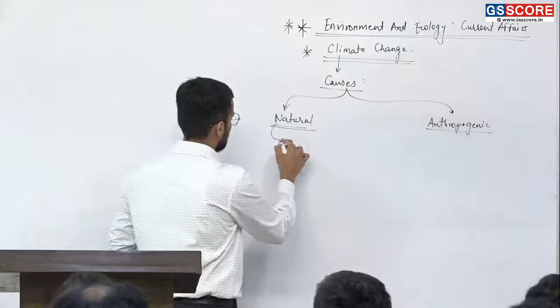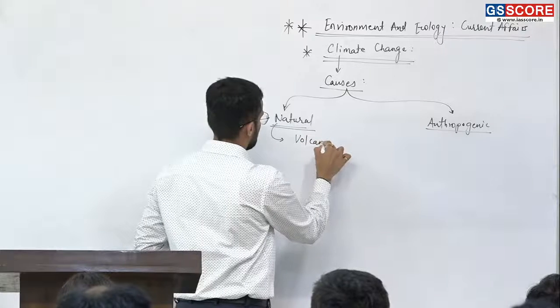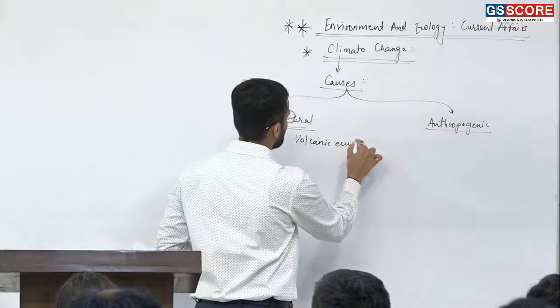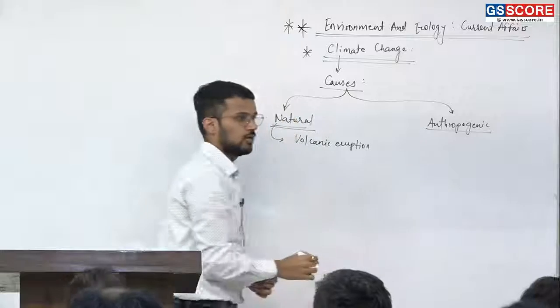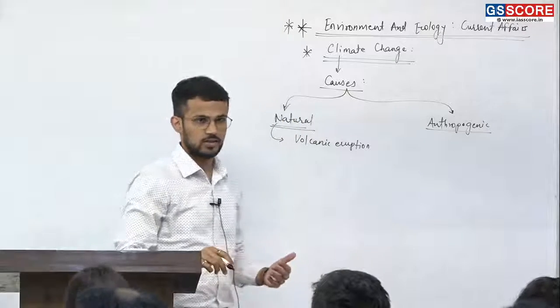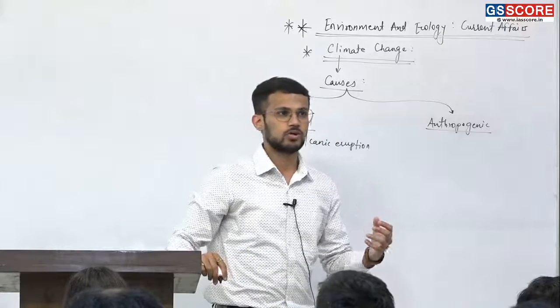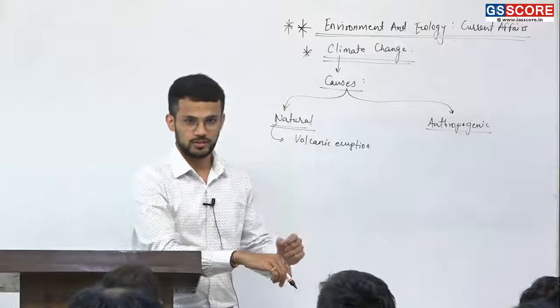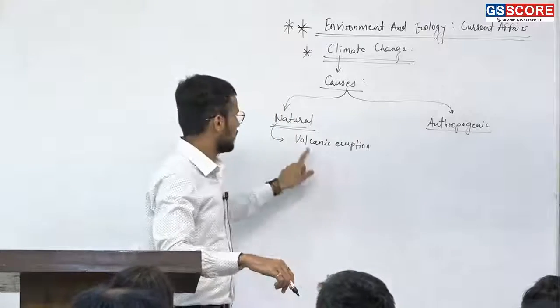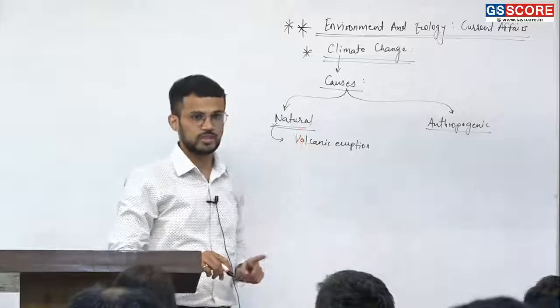Fine. Volcanic eruption. Volcanic eruption leads to accumulation of dust and gases in the atmosphere, which lead to the aerosol effect, and that aerosol effect leads to climate change. So, that occurs naturally.